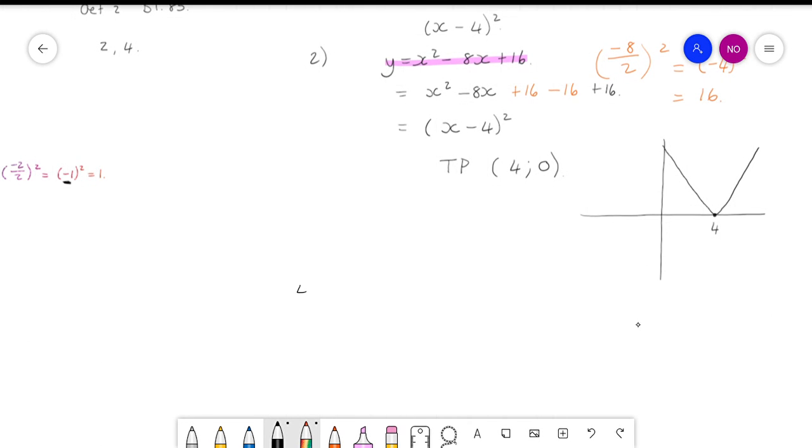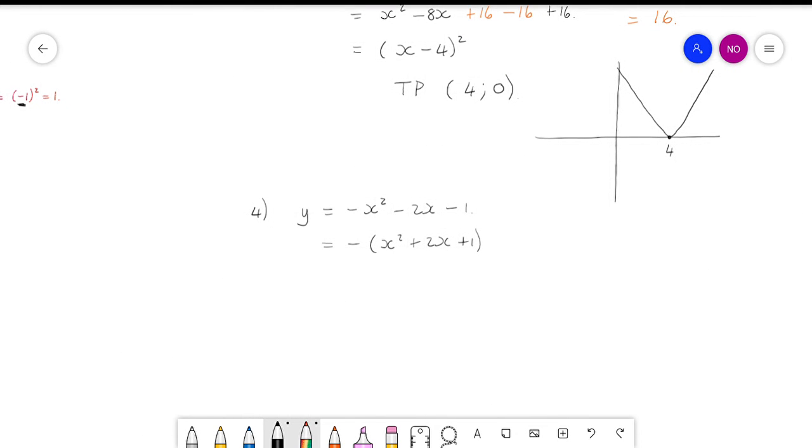And then for number 4, yesterday we said we have to work with an a value of positive 1. So I just factorize out negative 1. And that one is also actually easy to just factorize into a bracket squared. But let's do our steps.